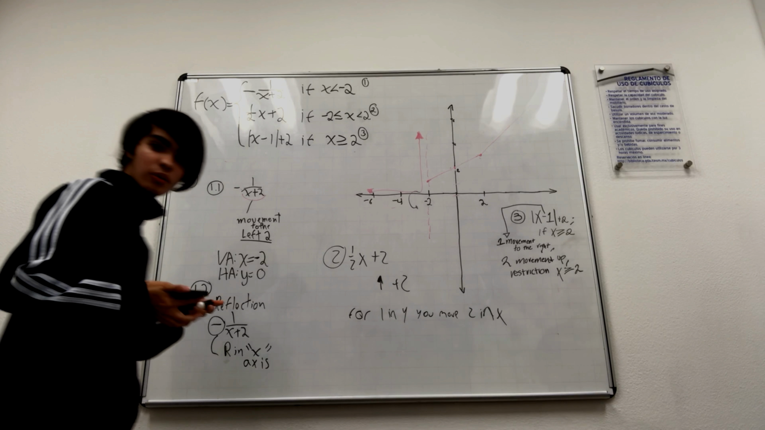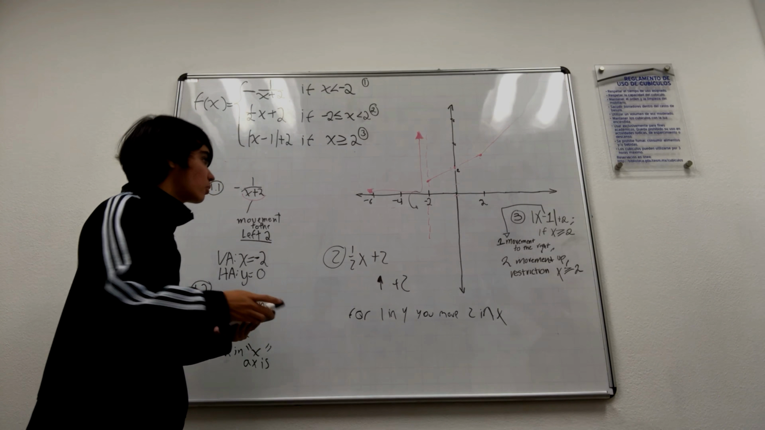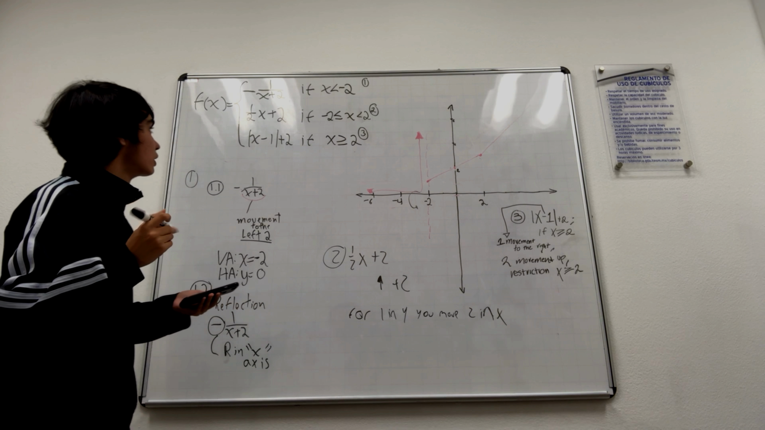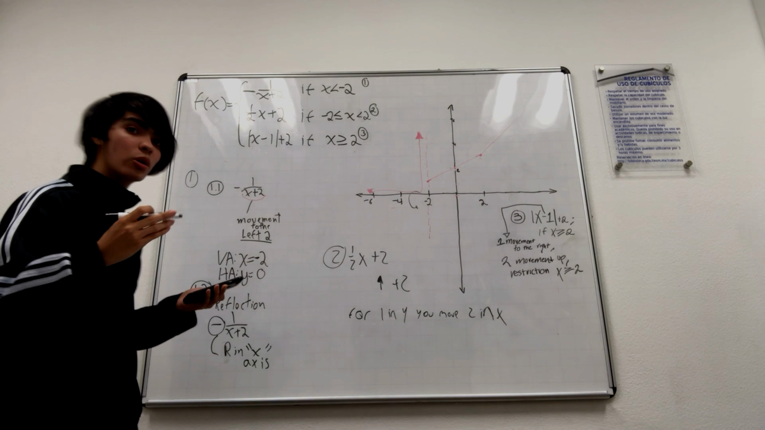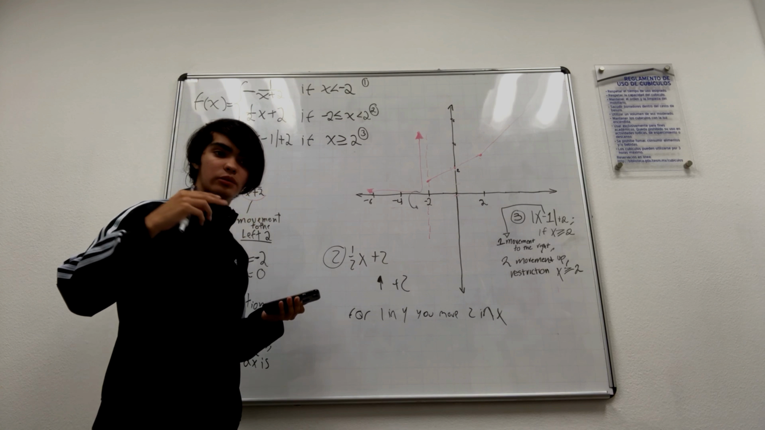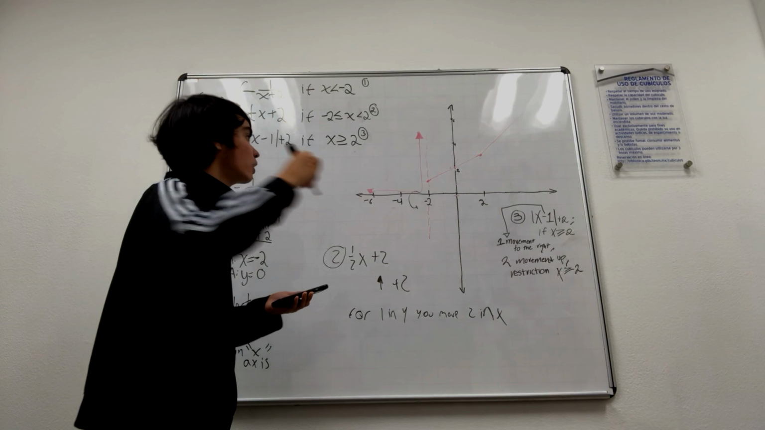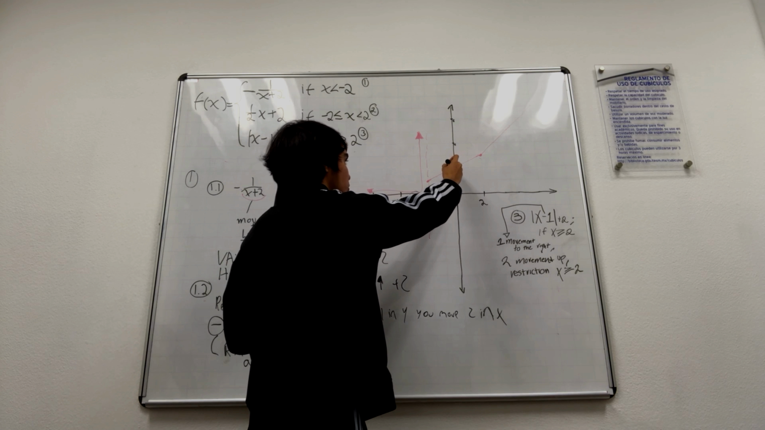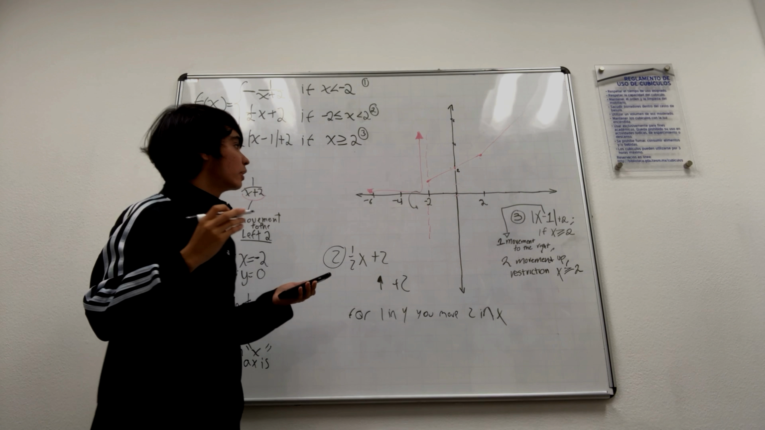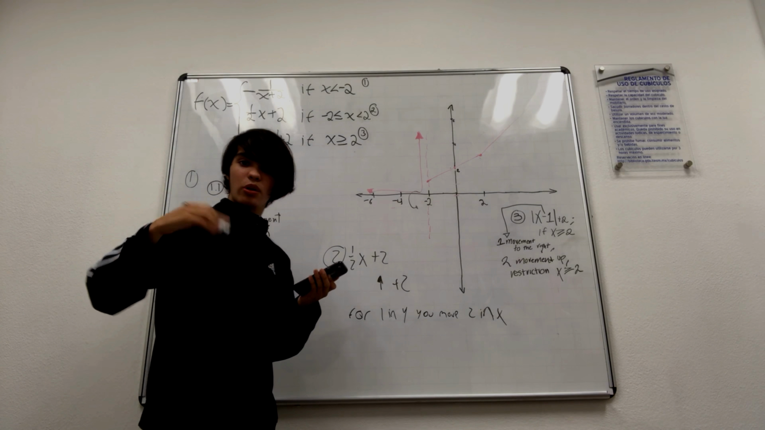So then the second one is pretty easy. We have 1/2 of x plus 2. What we can do first is shift 2 spaces up, and we can have this 1, 2. We find the point 0, 2, and then what we have to do is search for other points.